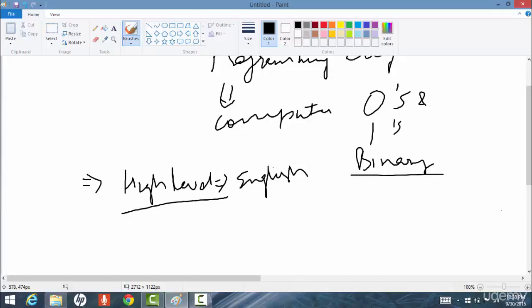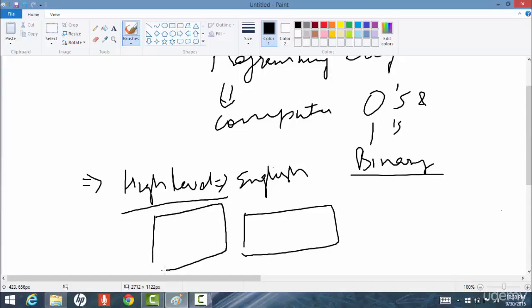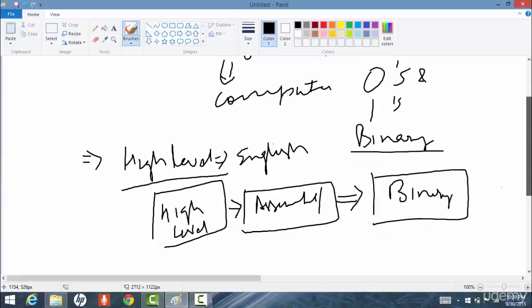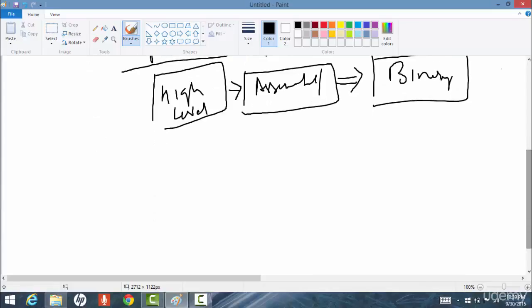So what they do is there's a product called assembler. You can call it a compiler. So as a programmer, you write in the high-level language, which is very easy to learn. And using the assembler or the compiler, this particular language gets converted into the binary language. So it's a win-win situation for a programmer as well as for the computer.